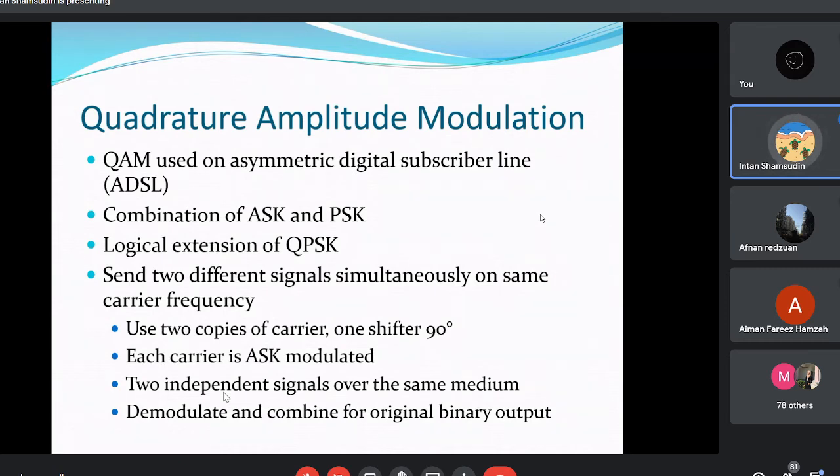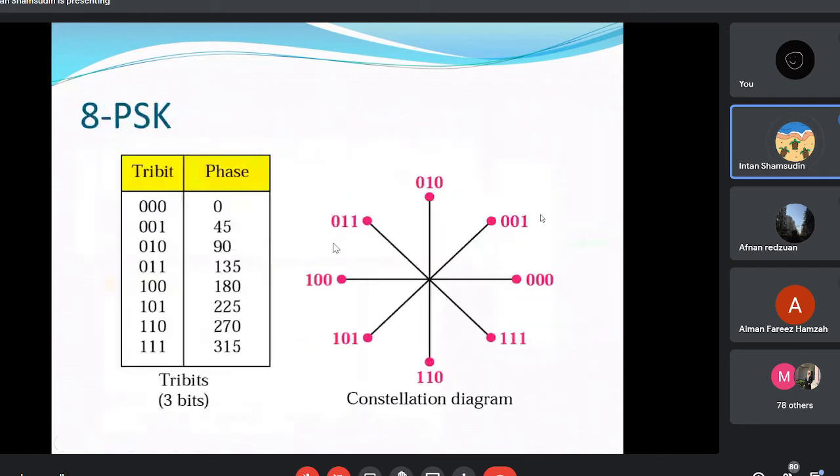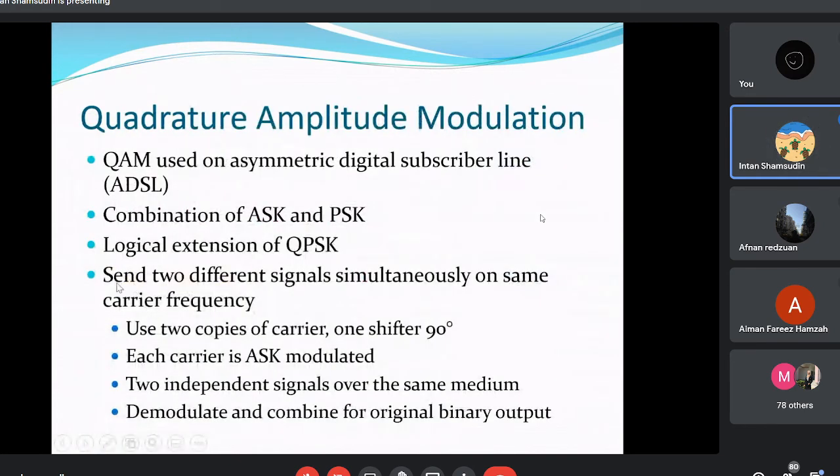Okay, this is quadrature amplitude modulation. It is a combination of amplitude shifting and phase shifting, right? QAM is used on asymmetric digital subscriber line, ADSL, okay. It's the logical extension of QPSK, quadrature phase shift keying. Okay. Send two different signals simultaneously on the same carrier frequency. Use 2 copies of carrier, 1 shifted 90 degree. Each carrier is ASK modulated. 2 independent signals over the same medium are demodulated and combined for the original binary output.